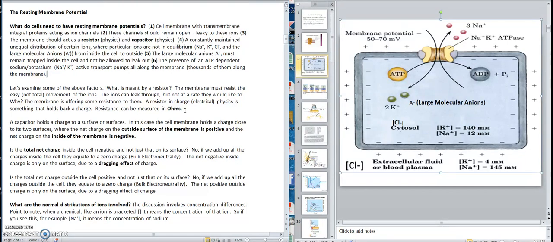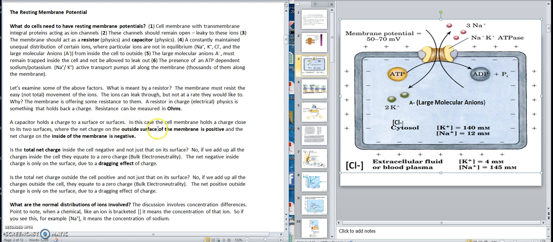Okay, so the membrane is offering some resistance. It is not allowing these ions just to fly through, even though they are using passive transport and going down their gradient. Okay. A capacitor holds a charge to the surface of surfaces. If you've ever seen the heart defibrillator, you have these 2 paddles. These paddles are holding a charge, and when you put them on the chest, they discharge that charge. So a capacitor holds a charge.